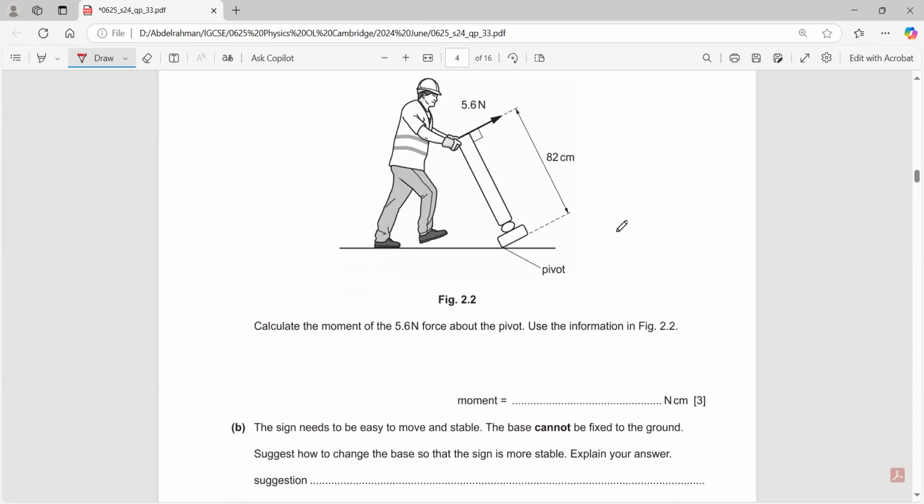So moment, how can I find the moment? Moment equals force times perpendicular distance. So 5.6 times the perpendicular distance, which is 82, should give you 459.2, which you could round up to 460 newton centimeters. Okay. Moving on to the next question.